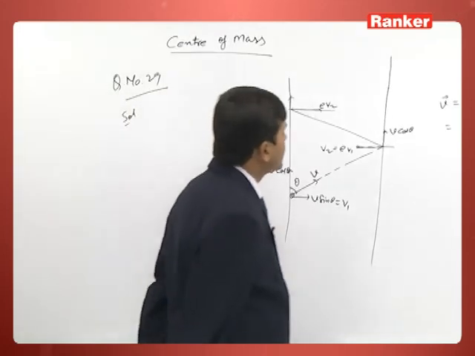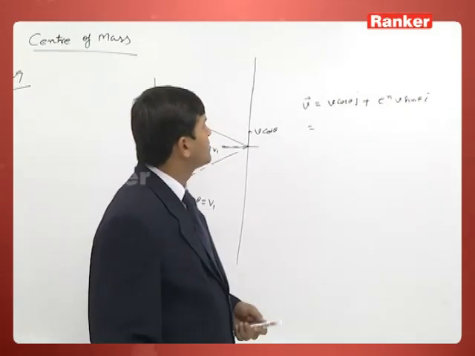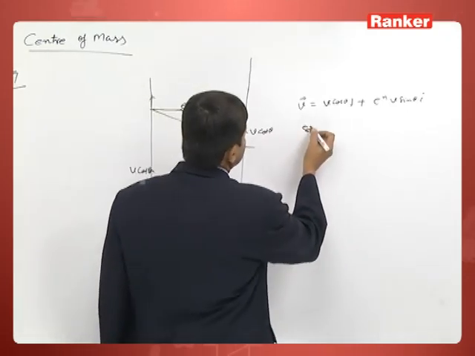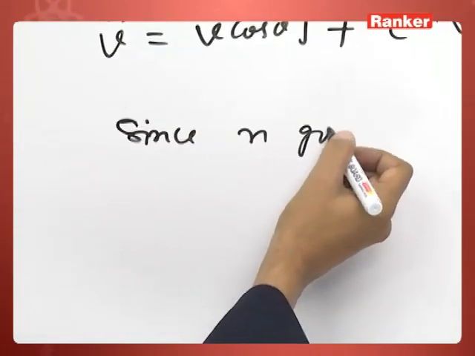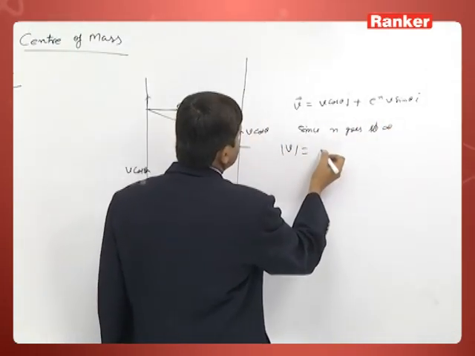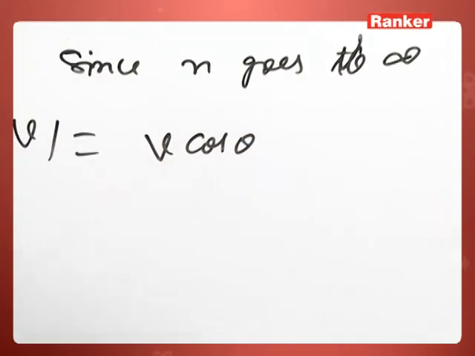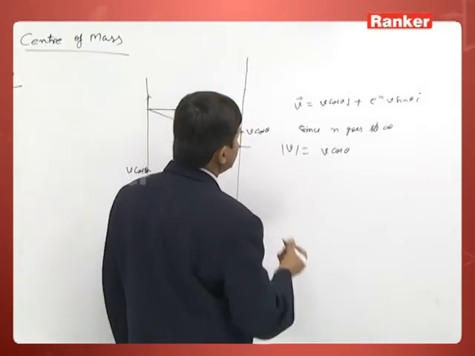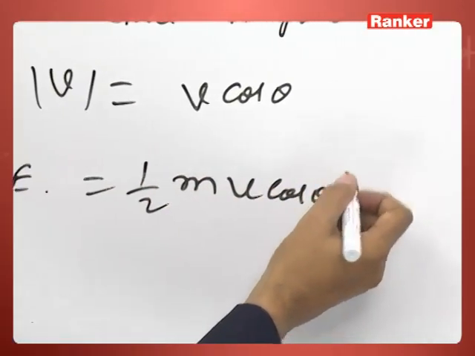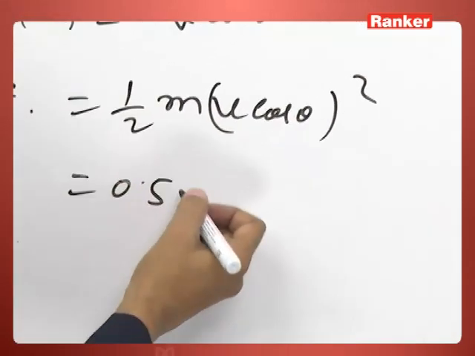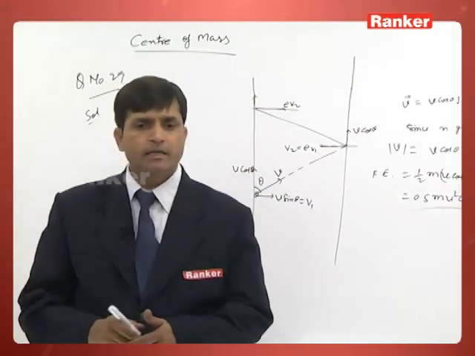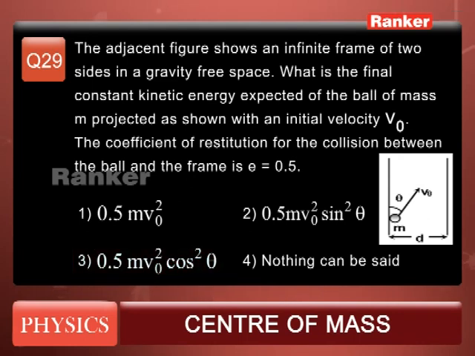So n is the number of collisions and it will continue up to infinity. Since n goes to infinity, the net velocity will remain only v cos theta. So the kinetic energy is equal to half m v cos theta squared, that is 0.5 m v squared cos squared theta. So our correct answer here is answer number 3.